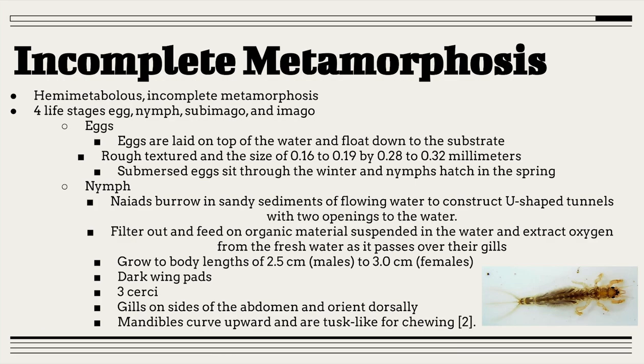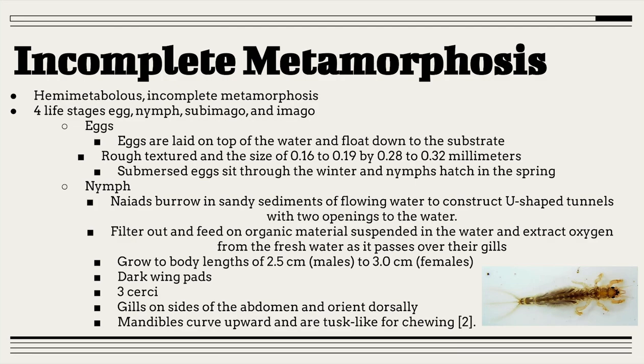Eggs are laid on top of the water and float down to the substrate. They are roughly textured and the size of 0.16 to 0.19 by 0.28 to 0.32 millimeters. Submersed eggs sit through the winter and nymphs hatch in the spring. After hatching, the naiads burrow in the sandy sediments of flowing water to construct U-shaped tunnels with 2 openings in the water. Here, they filter out and feed on organic material which is suspended in the water.